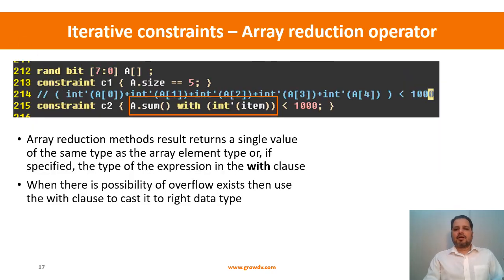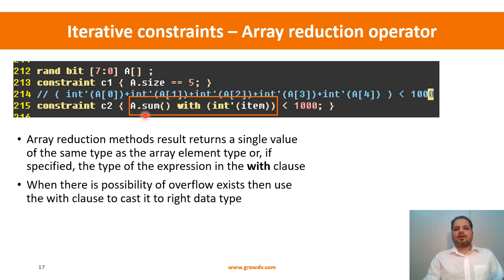Let's look at another flavor of iterator called with. It also does the iterations. So let's define a problem and then we look at how this iterator helps. We have defined a rand dynamic array of 8 bits, and we are putting in a constraint on the size of this dynamic array. We are saying a dot size should be equal to 5. So the array is now constrained to contain 5 elements, and each element will be an 8-bit vector. Now I'm putting in another constraint block C2.